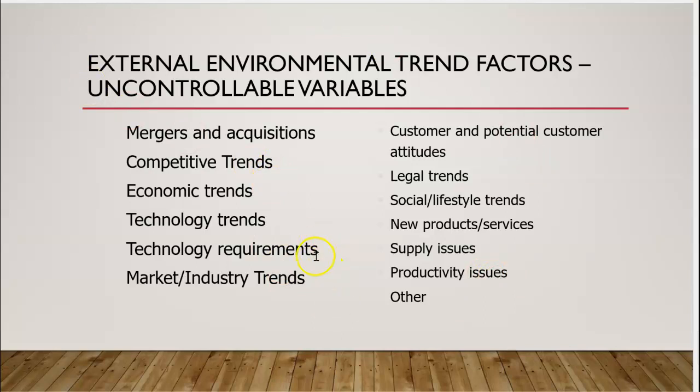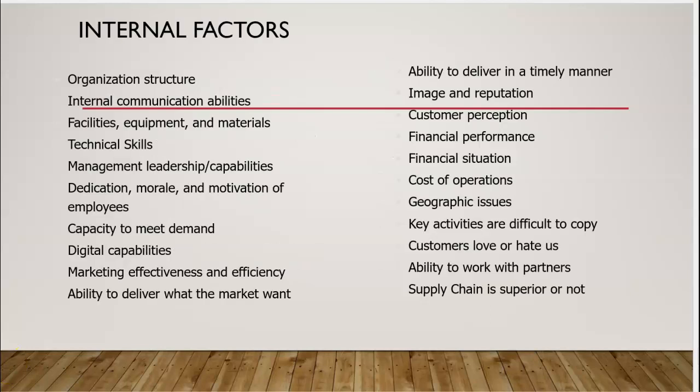If you are an internal accountant in a company, all of these things are your problems, one way or another. And this is the last one. These are internal factors. What's the organization structure? Okay, if you're working in a family-run business, this can be a big issue. Internal communication abilities, always difficult to have good communication. Facilities, equipment, materials, technical skills need continuous updating. Management, leadership, and capabilities. Do they have a second string ready to go in case management changes?